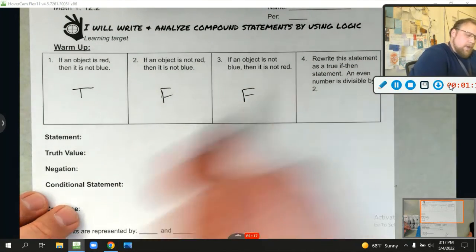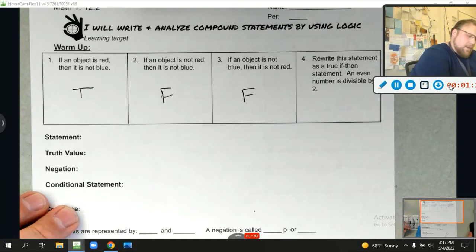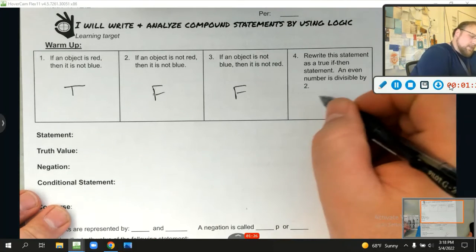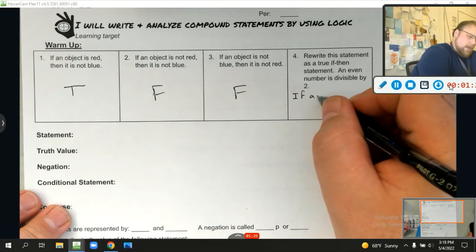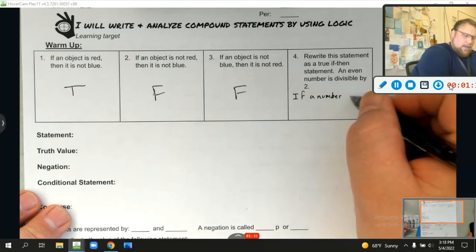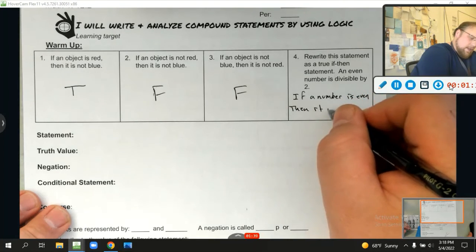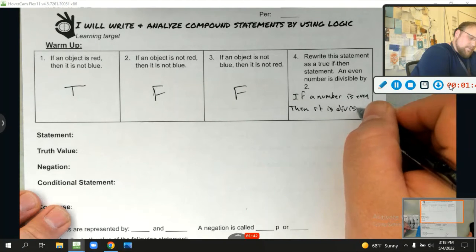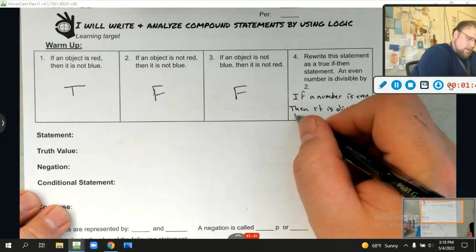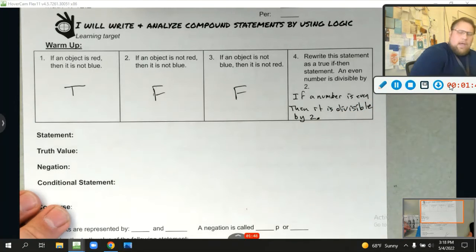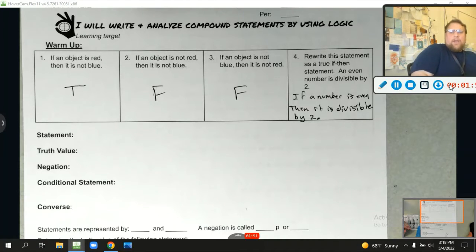Our last sentence says rewrite the statement as a true if-then statement: an even number is divisible by 2. Well, there's two choices we have. I'm going to choose this one: if a number is even, then it is divisible by 2. I said there was two options because I could say also, if a number is divisible by 2, then the number is even, right? I could go either way on that. Awesome. All right, well, it's time for our vocab, so let's take a look at it.